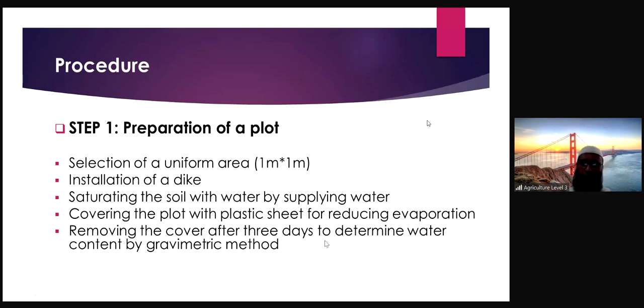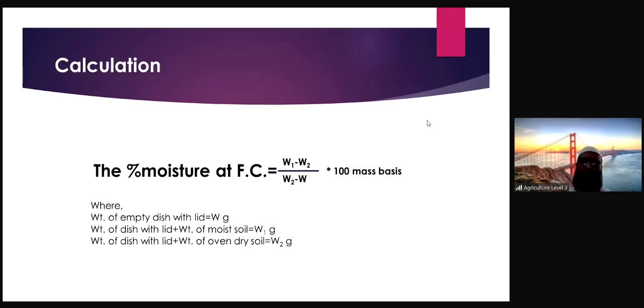The same way we'll be collecting and taking data. Like empty dish with lid plus moist soil, and dish with lid plus oven dry soil, W1 and W2, and from this equation we will find the moisture content at field capacity condition. The moisture present in the soil is the moisture content in that soil at field capacity condition.